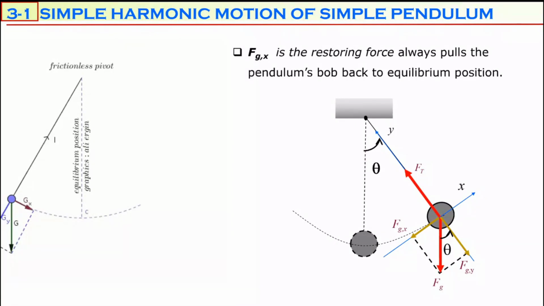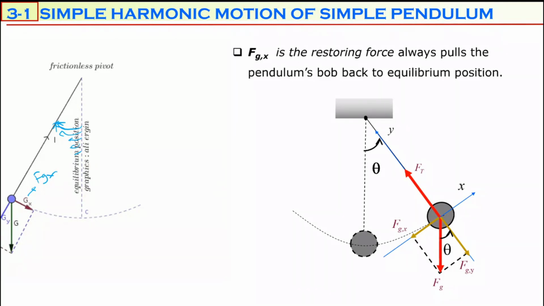Now in here you are going to see an animation. Animation writes Gx, but with Gx we are referring to Fgx. Now this pendulum is at maximum displacement from equilibrium position, maximum angle. As the angle is maximum, Fgx is maximum, but observe that as the angle gets smaller and smaller, Fgx proportionally decreases. A second property of the restoring force.